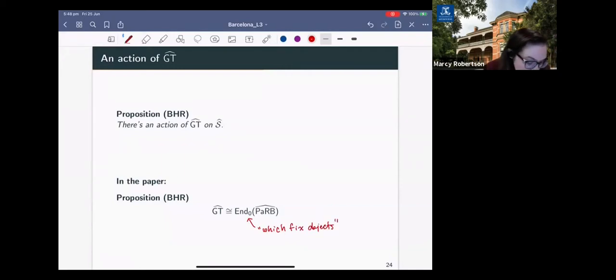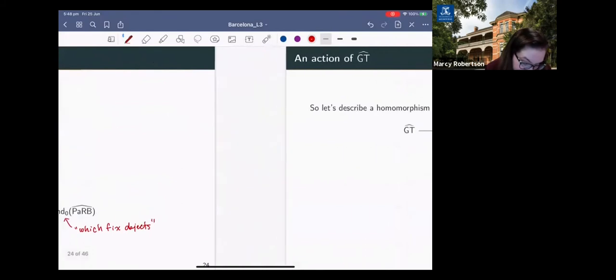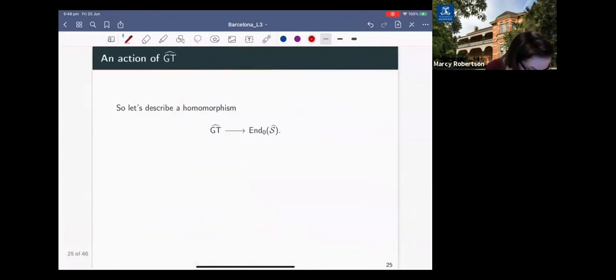Okay, but I want to talk about just the action of GT because it goes with my story a little bit better. So I'm saying something weaker and a little bit different than what we actually have written in the paper. All right, so let's describe this action. What do we have to do to explain how the action works?